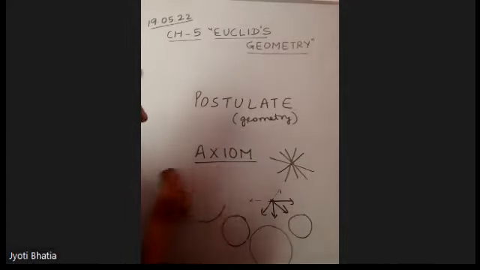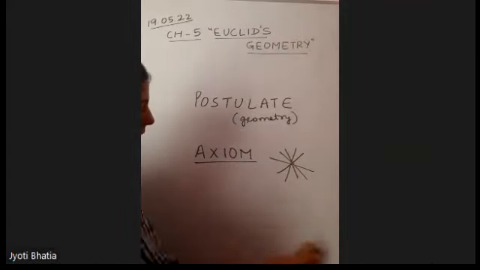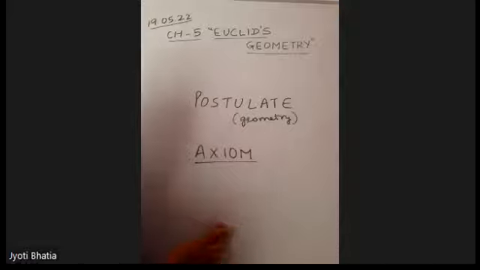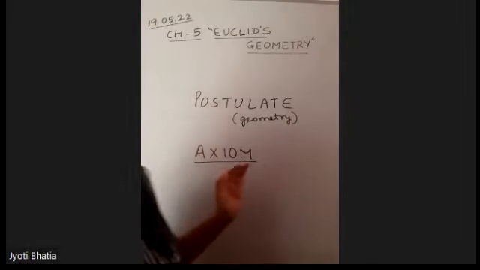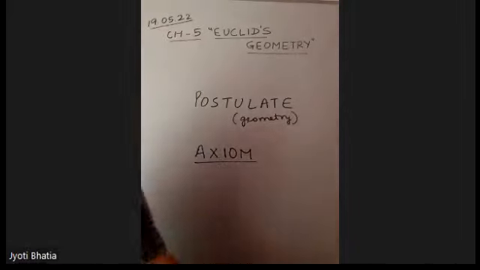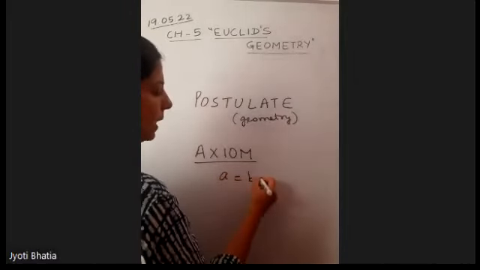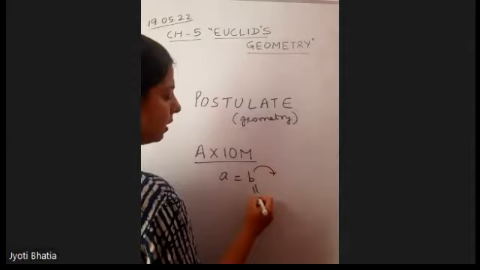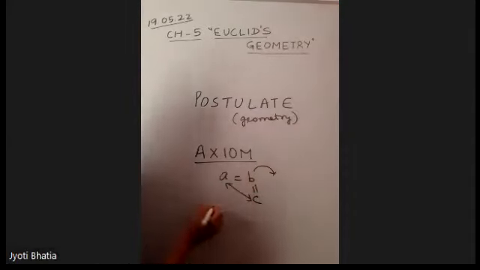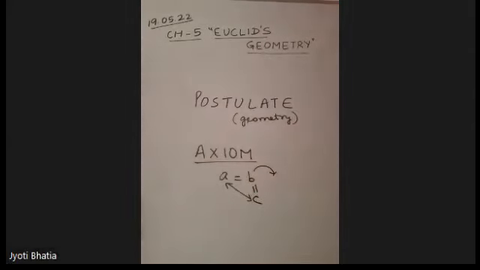I'll make you write all the postulates. I'm just beginning with the topic and explaining what this is. Like axiom, I am explaining one of the axioms. He said if A is equal to B and B is in turn equal to C, then A and C will also be equal. Is it true or false?